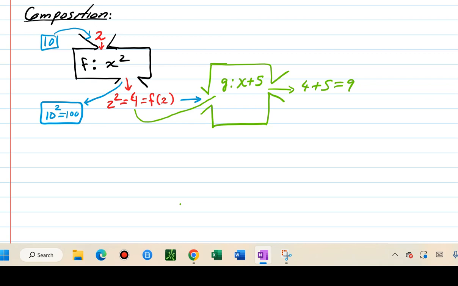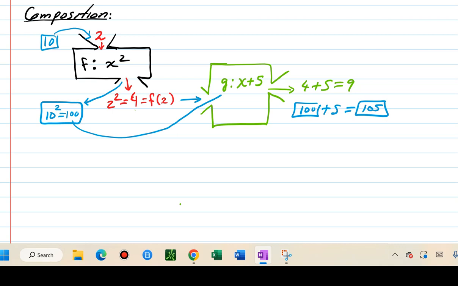Now let's track our 100. Let's see what happens. 100 goes in, g will process it, right? g will process, so that 100 plus 5 becomes 105 now. You see how that works? It's really that simple, the idea of function composition.